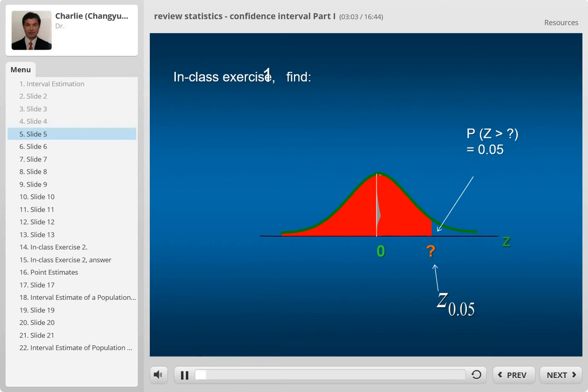Now let's do an in-class exercise. We want to find out probability of z bigger than what value equals to 0.05. And that value, actually, we will write it as z_0.05. So please stop this session and take as much time as you need and solve this in-class exercise.